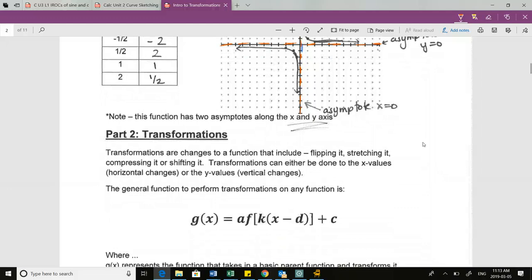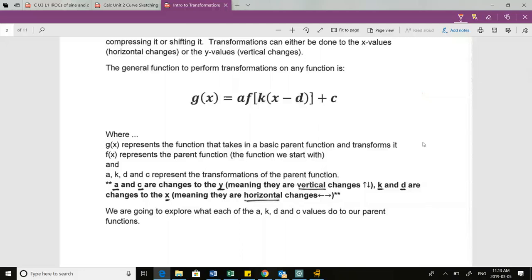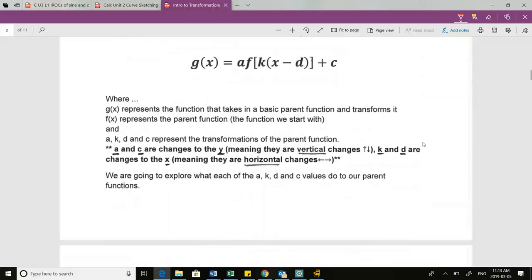Okay, the next part of this is the transformations. So hopefully you guys took a second to read this, but this is kind of the general skeleton equation. We're going to talk more about this today. We have A changes, we have K changes, we have D changes, and C changes. A and C are changes to the Y, meaning they're always vertical changes, changes to the Y coordinates of whatever original function we're working with. And K and D are changes to the X coordinates of the original function. The 3 main functions that we're going to be performing changes to are the 3 that we just graphed at the beginning of this package. Okay, and so they are horizontal changes.